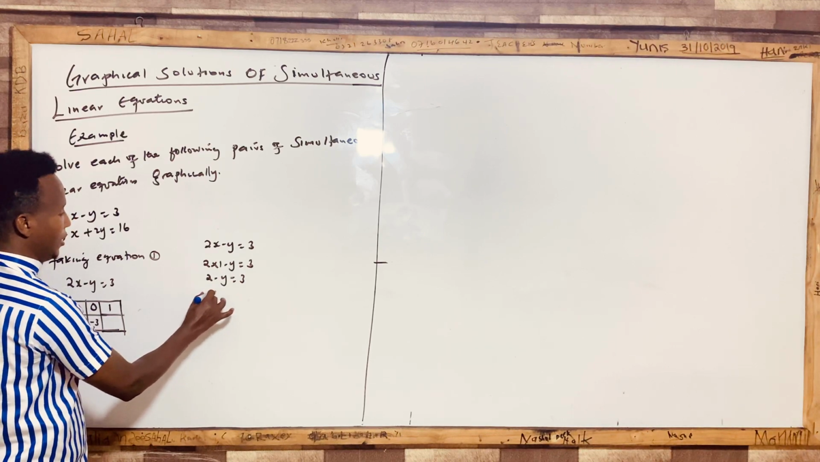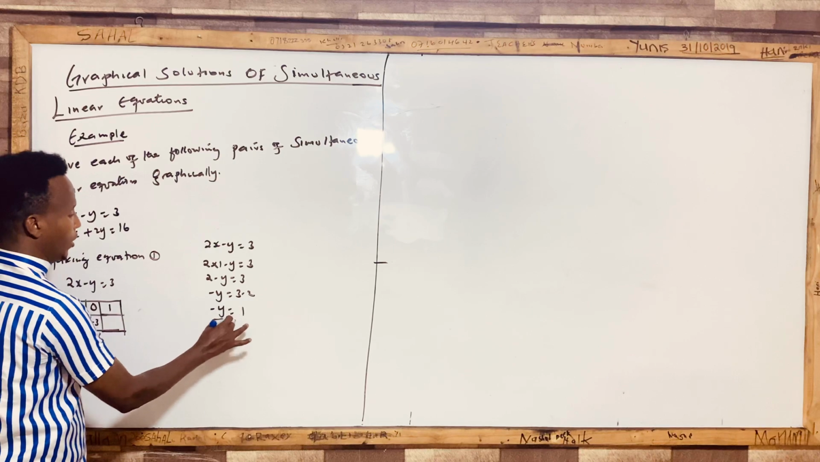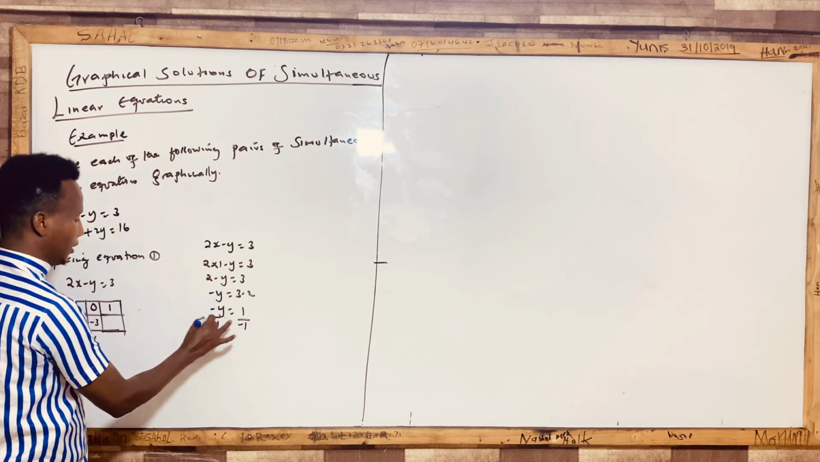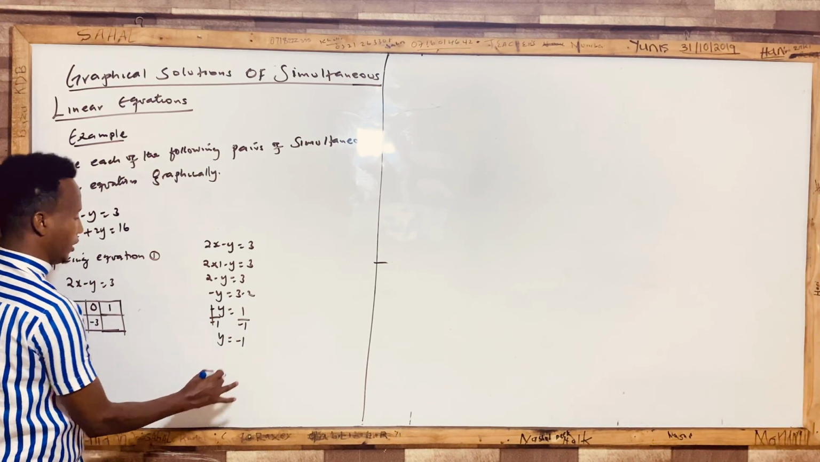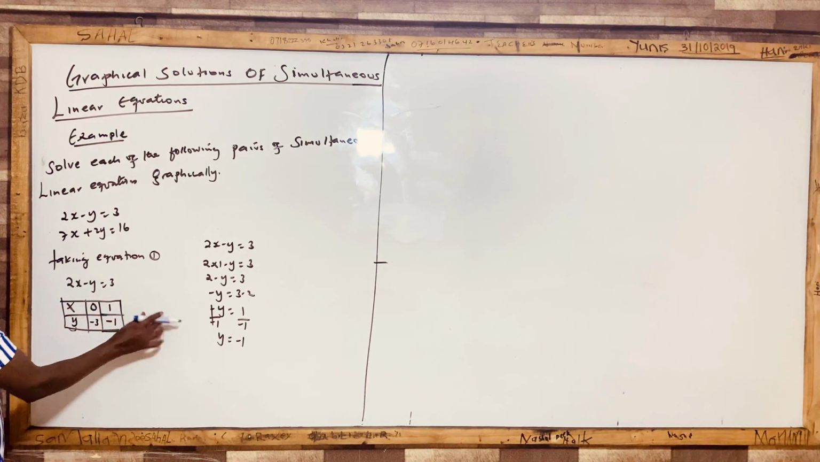Take this 2 to the other side. Minus y is equal to 3 minus 2. Minus y is equal to 1. Divide all over -1, the negatives cancel. So y is equal to -1. So I've earned 3 marks.